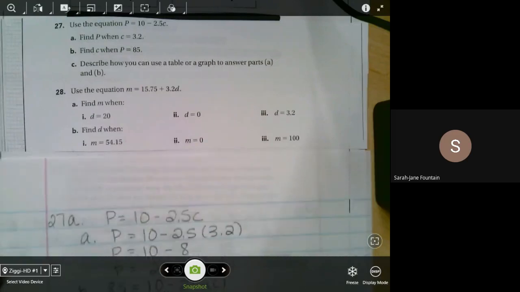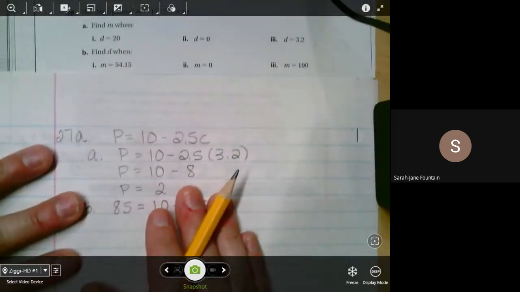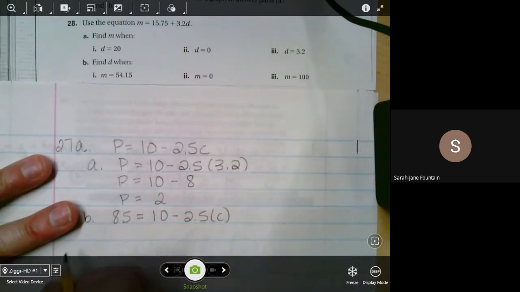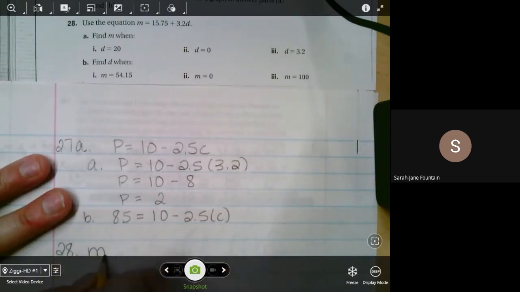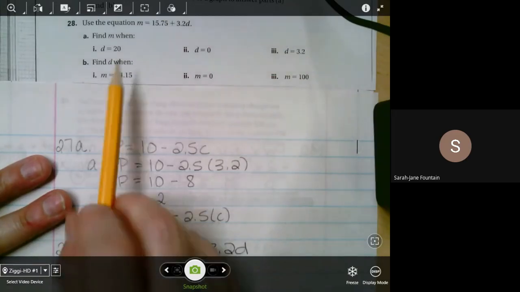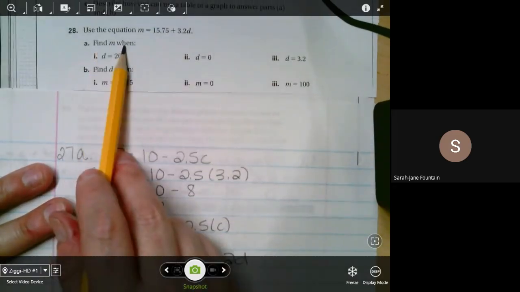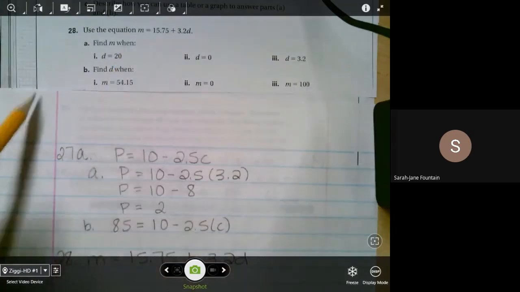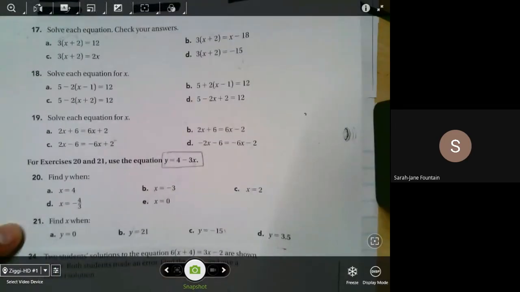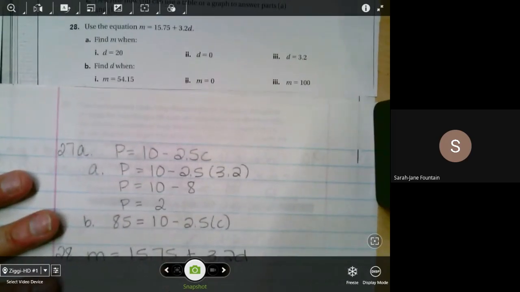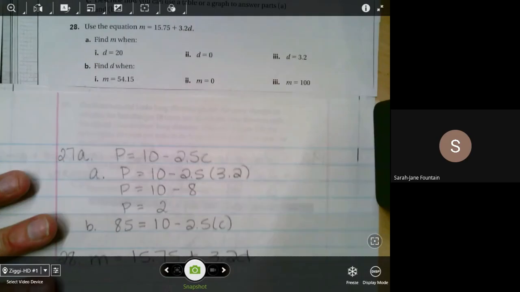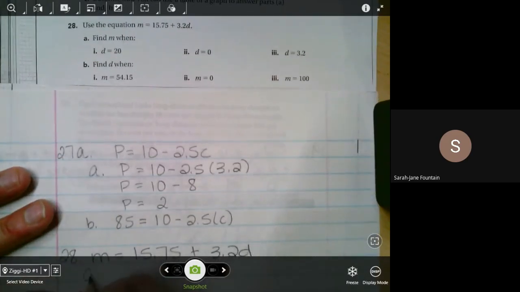Now we're going to do 28. Use the equation M equals 15.75 plus 3.2D. Find M when. So the same thing that we just did on 20 and 21, just different letters. All you're doing is plugging in D and M. So I'm going to do 28A.